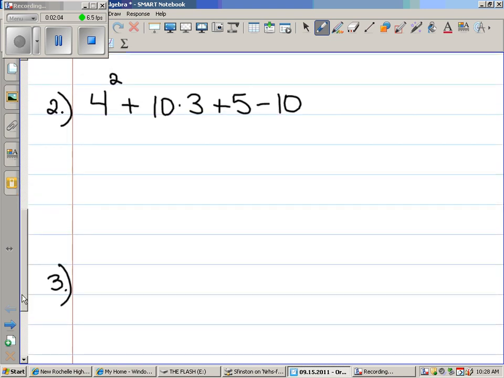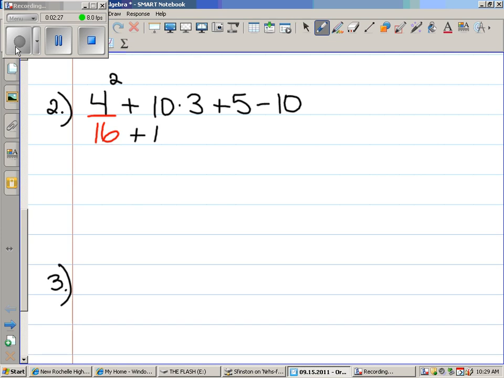Okay. Guys, where do we start? Nobody's got a calculator. Let's see if we can do it in our heads. We got to start with the exponents. What is 4 squared? Are you sure? You're right. Yeah, 16.